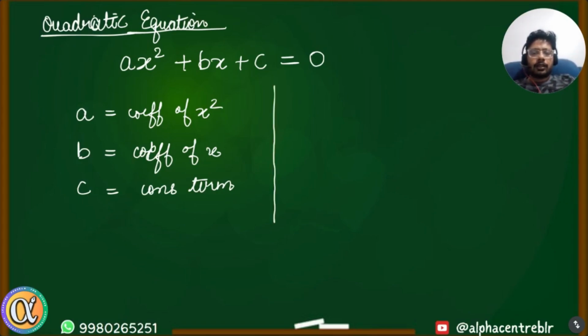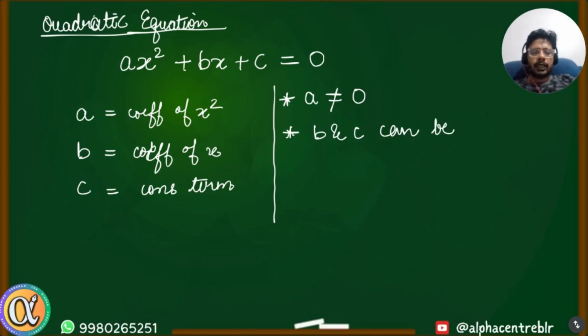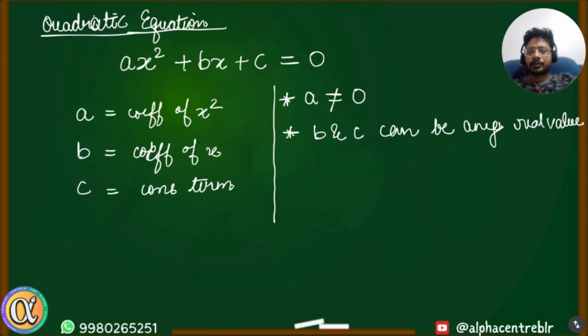There are additional rules which we need to understand: a cannot be equal to 0 no matter what. So if in a quadratic equation the value of a is 0, then it is not a quadratic equation. B and C have no such restriction. B and C can be any real value. So it can be positive real values, negative real values, fraction real values. These values can also be in square roots.